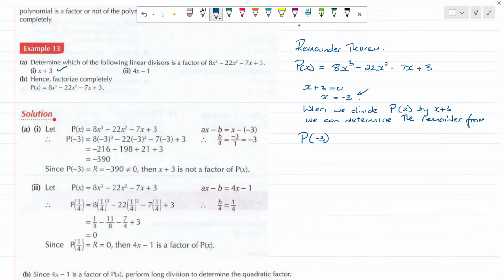So what we did is we found a value of x, and we replace x here with a negative 3.